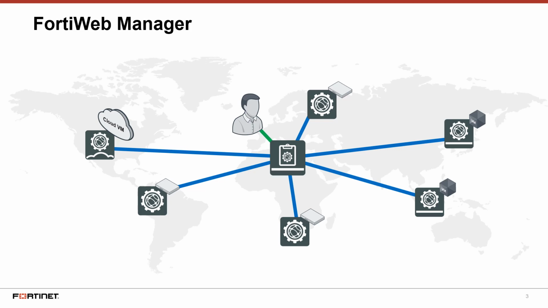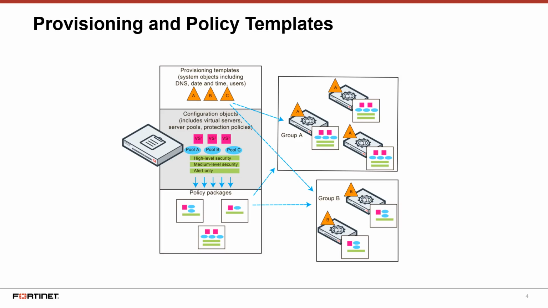With the web-based interface, you create both provisioning templates and policy packages and then assign them to one or more devices. Provisioning templates are used to set system objects including DNS, SNMP, and security settings. In most cases, these are used for the initial deployment and aren't updated all that often.